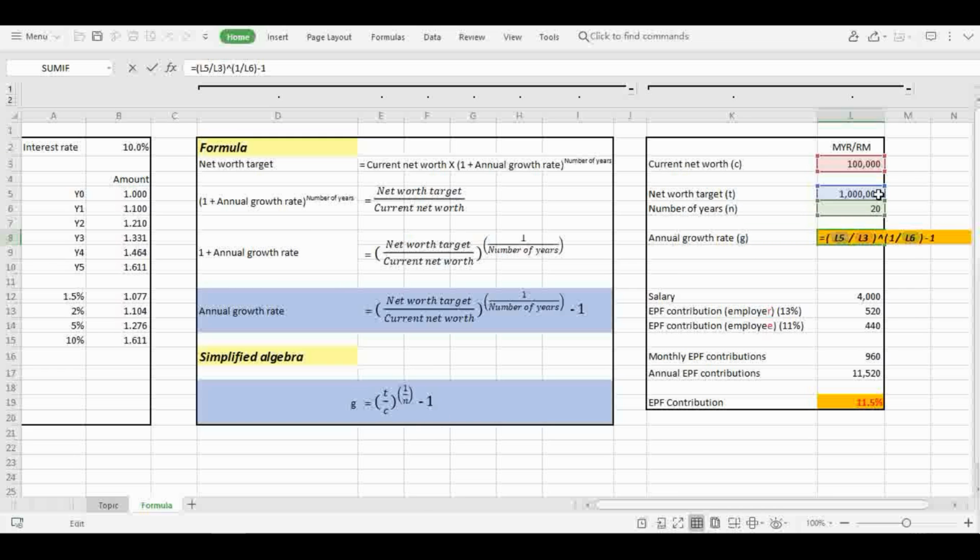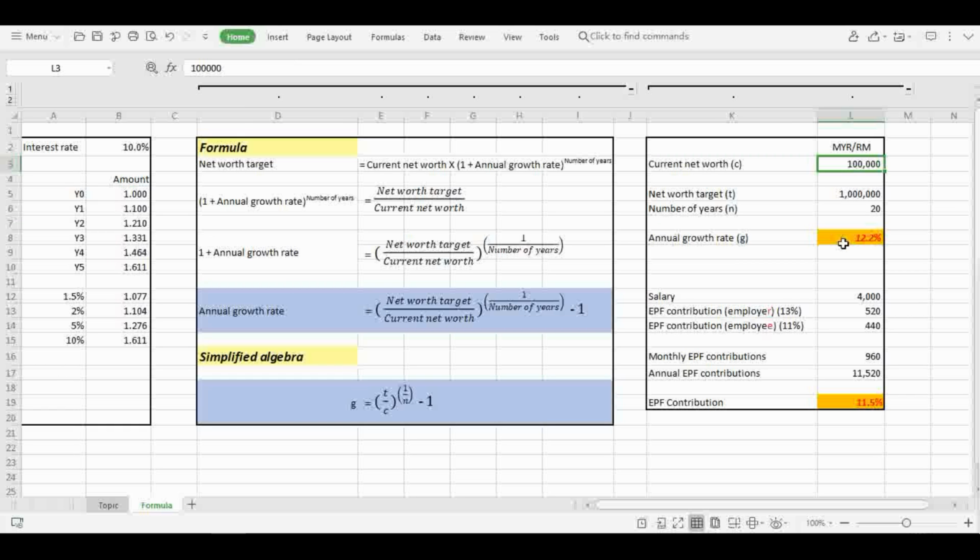It will be your target divided by your current net worth, to the power of 1 divided by the number of years, and this entire thing will be minus 1. Okay, using this formula, it shows that the annual growth rate that you need to have to be able to come from 100K to $1 million in 20 years is 12.2%.